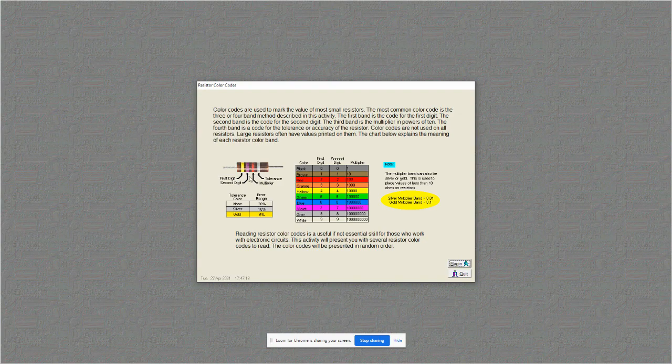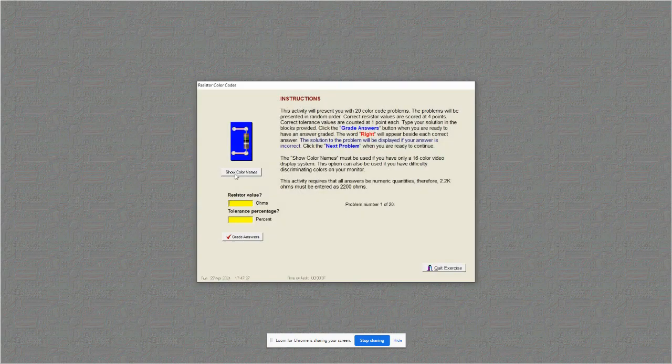And then you have another set of colors, which are silver and gold, and they represent tolerance for the resistor. If you have no tolerance band, it's 20%. If you have a silver band, it's 10. If it's gold, it's 5. Let me show a few of these. Anytime I do this, I always show color names because otherwise the monitor you're looking at may or may not be good. So this first one here, we've got brown, green.